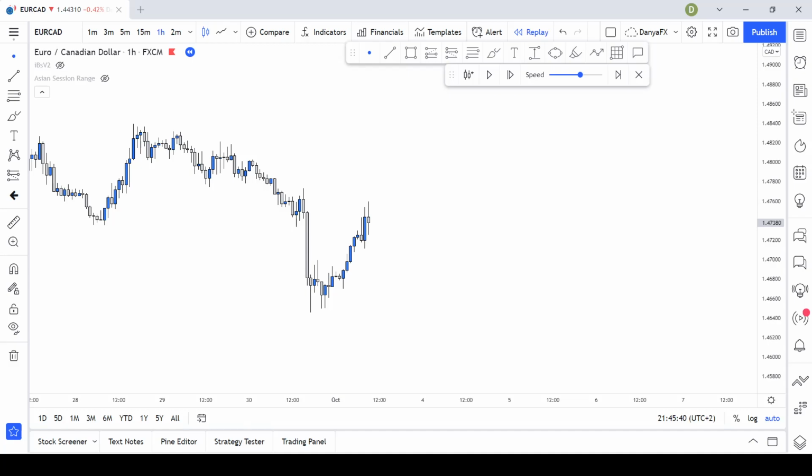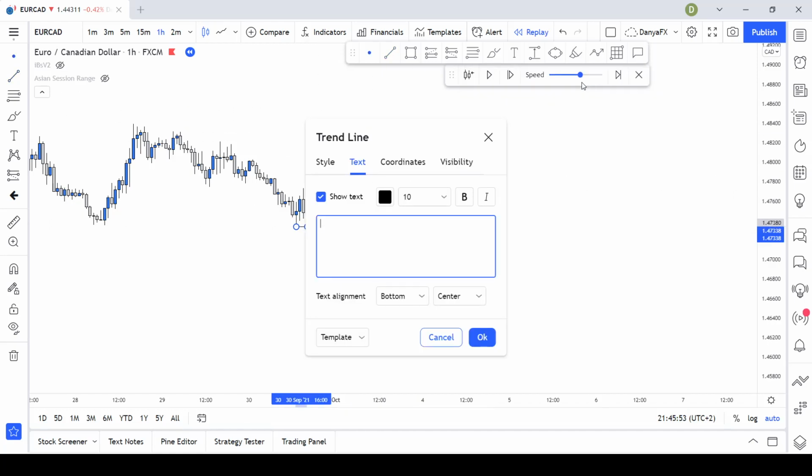And as you can see, I am on Euro Canadian dollar on 1 hour time frame. And we had recently broken this point of structure to the downside.